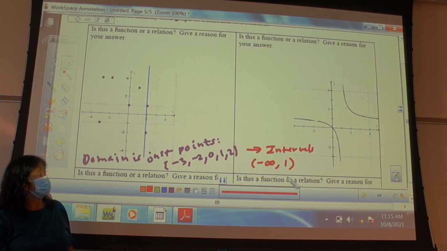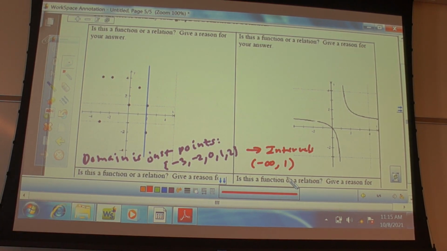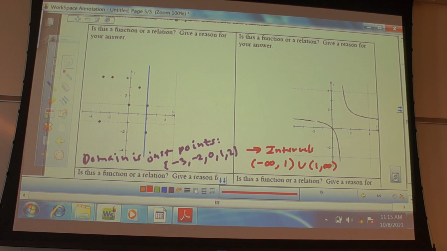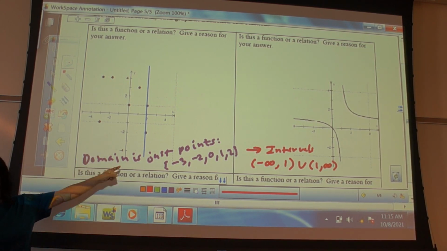On the right-hand side graph, wouldn't it be negative infinity? Yeah, and then it would also be 1 to positive infinity. Oh, okay. Yeah, because of the other side. Right, so that's how these two are totally different.